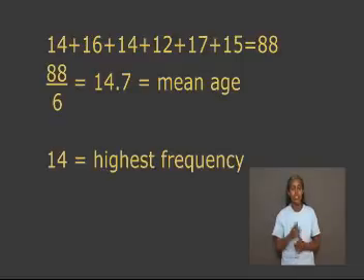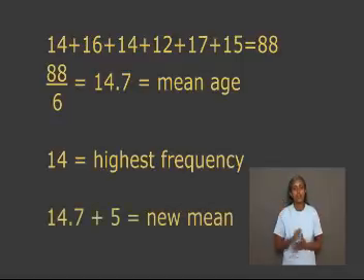The age that occurs most frequently is 14. Both Sarah and Rahel are 14. And in 5 years, the new mean age of the students will be 19.7.